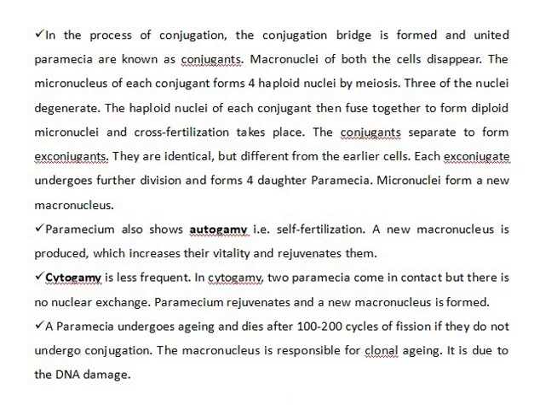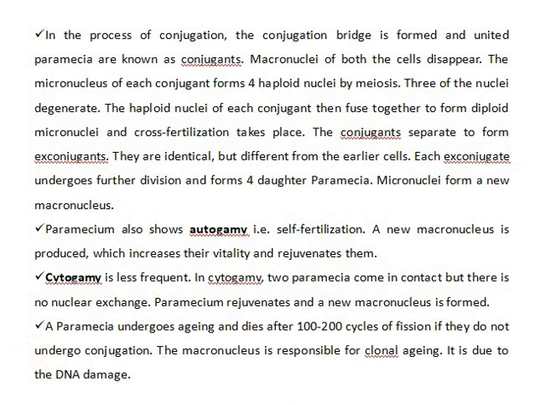Macronuclei of both the cells disappear. The micronucleus of each conjugant forms 4 haploid nuclei by meiosis. 3 of the nuclei degenerate. The haploid nuclei of each conjugant then fuse together to form a diploid micronucleus and cross-fertilization takes place. The conjugants separate to form exconjugants. They are identical to each other but different from the earlier cells. Each exconjugant undergoes further division into 4 daughter Paramecia. Micronuclei form a new macronucleus.